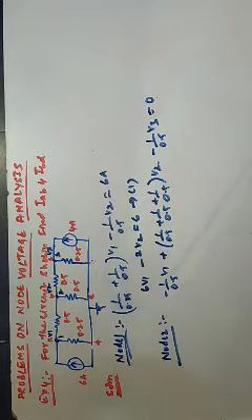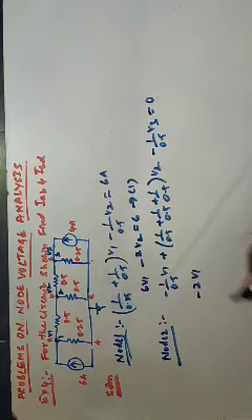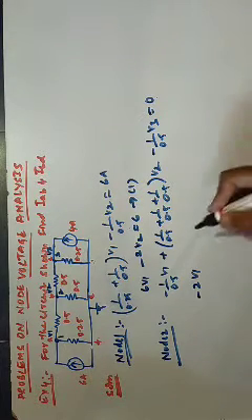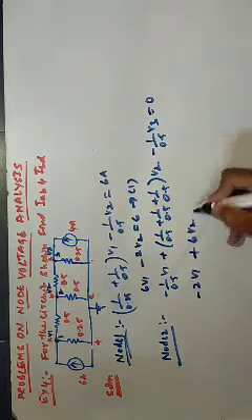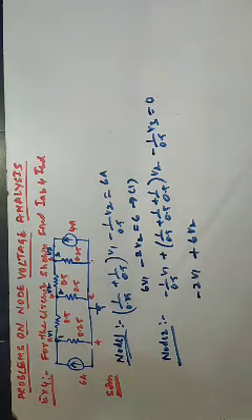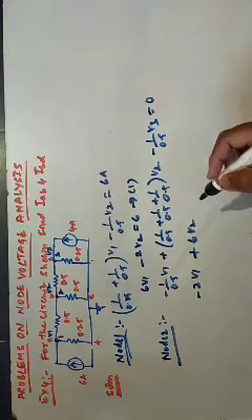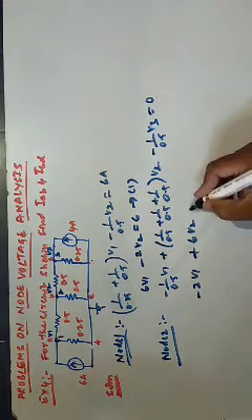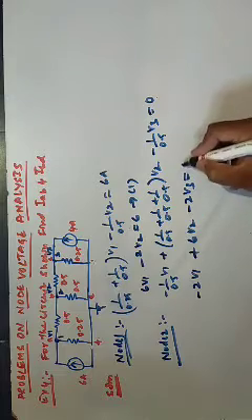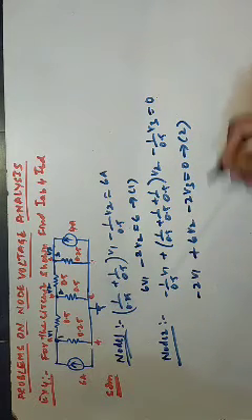So that this is minus 2V1 plus 6V2. See, 1 by 0.5 is nothing but 2. 2 plus 2 plus 2, totally 6V2 minus 2V3 is equal to 0. This is equation number 2.